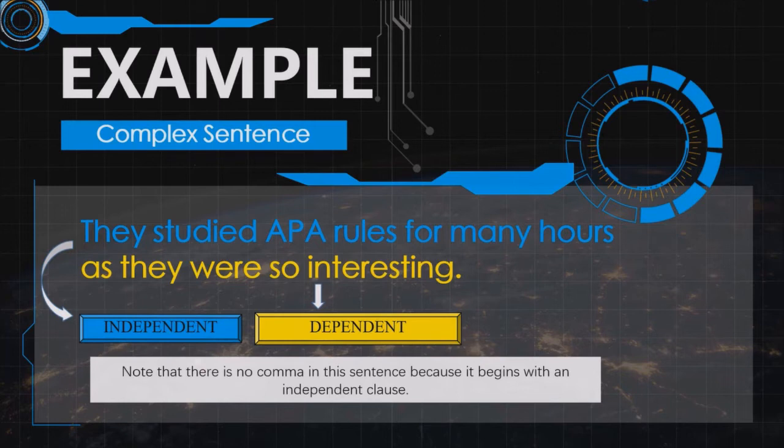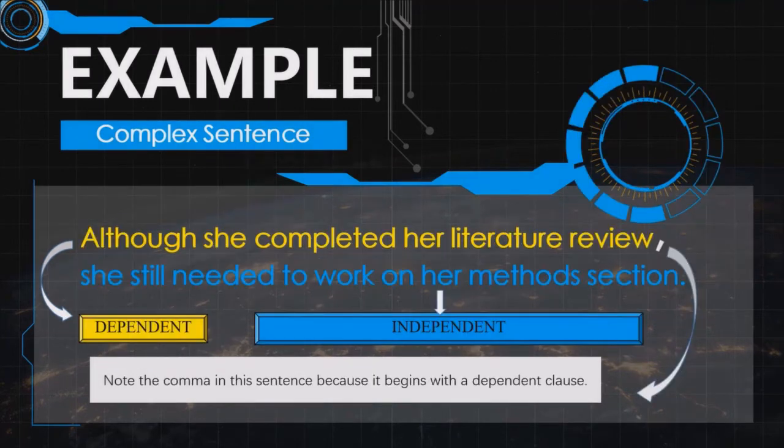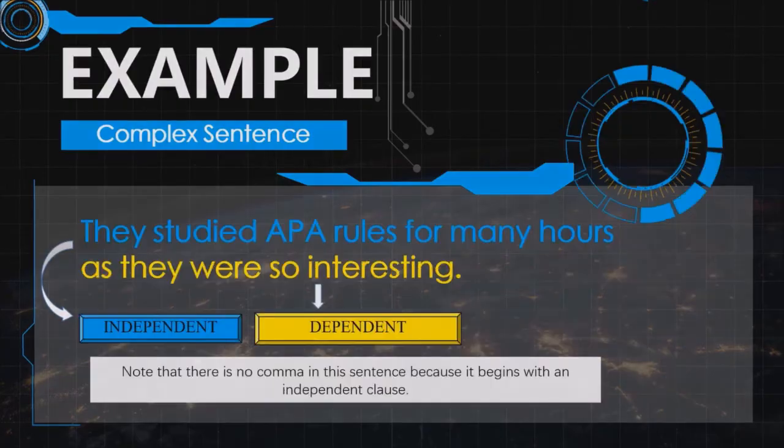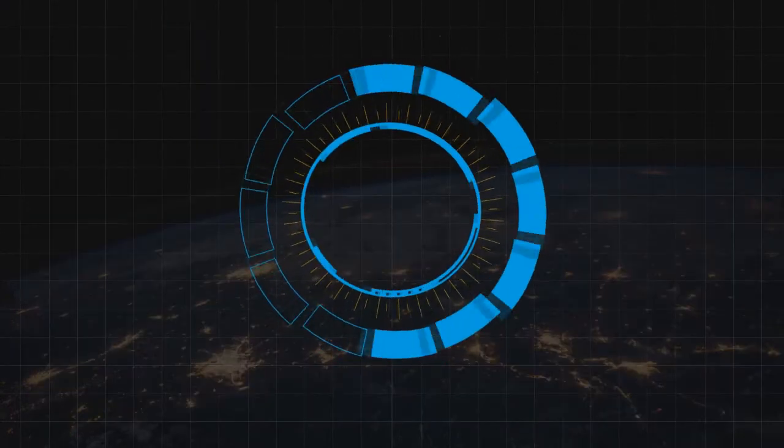As you may have noticed from these examples, a complex sentence can either start with the independent clause or the dependent clause, which is also known as the subordinate clause. If the subordinate clause comes first, you must add a comma, just like in example number 1. A comma is not needed if the independent clause comes first, just like in example number 2.